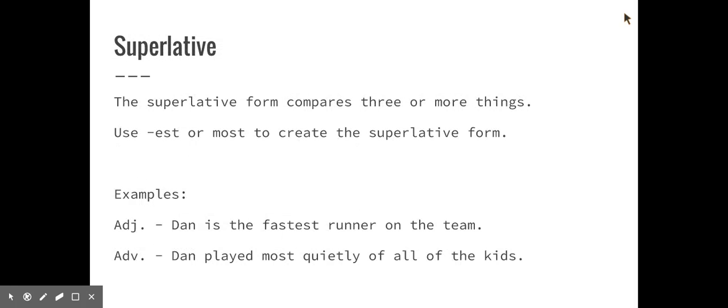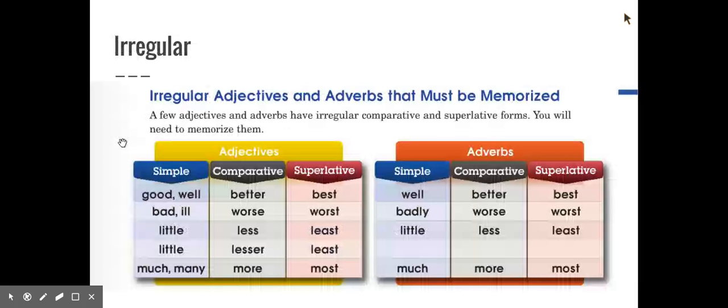The superlative form compares three or more things. We use est or most to create the superlative form. So examples, Dan is the fastest runner on the team. We added est to fast. And the adverb form, we added most to quietly. So most is describing three or more things.